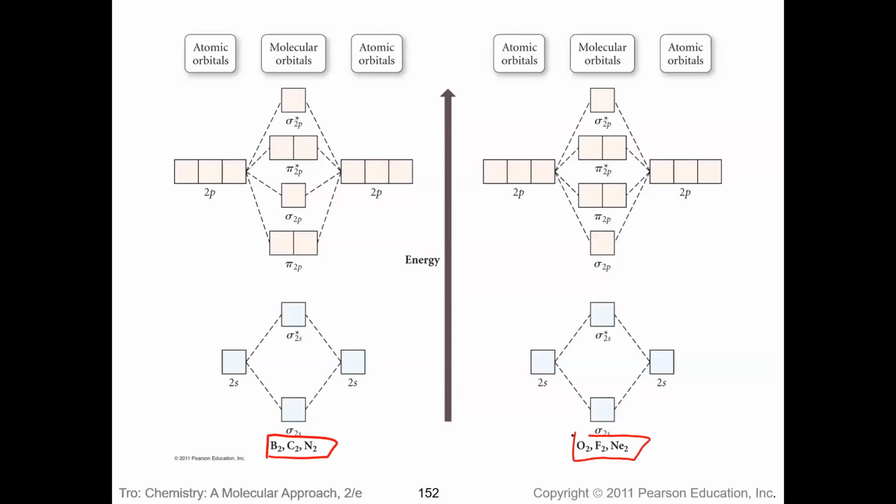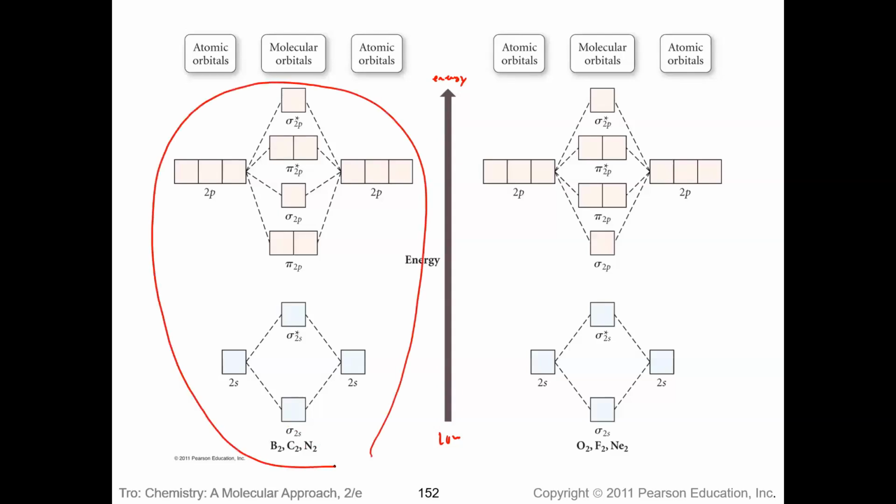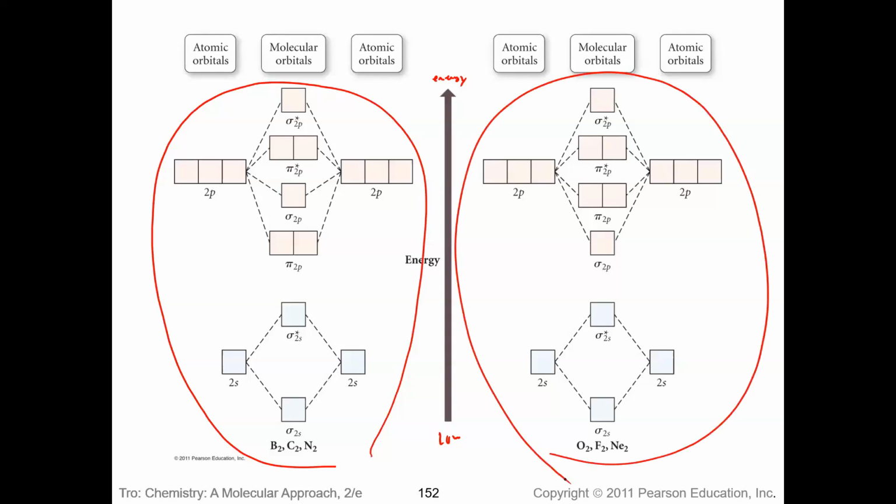This is oxygen, fluorine, and neon. So again, low energy to high energy, we fill them just like we did before, right? Start low, go high. But if, for example, I ask you to do the electrons using molecular orbital theory for carbon, you're going to use this configuration. If I say, I don't know, for fluorine, you're going to use this configuration.